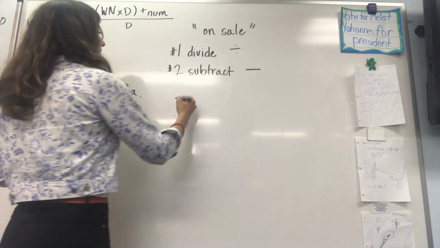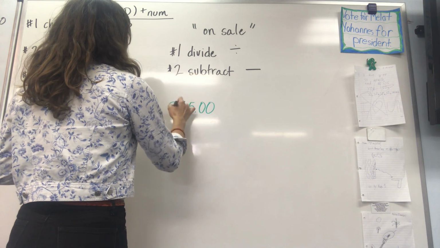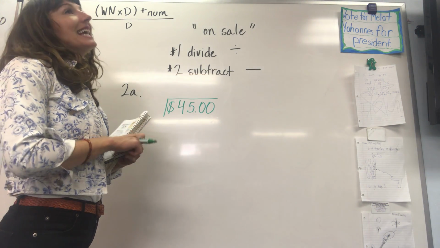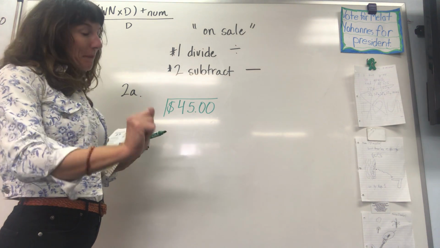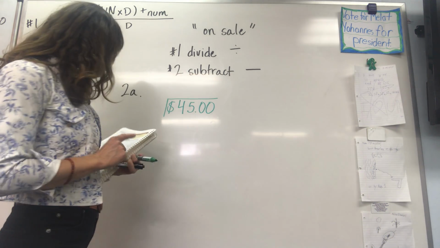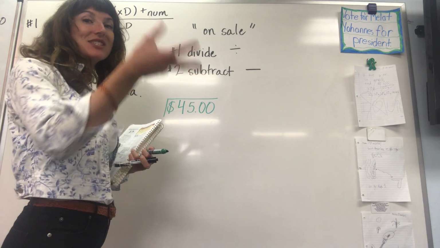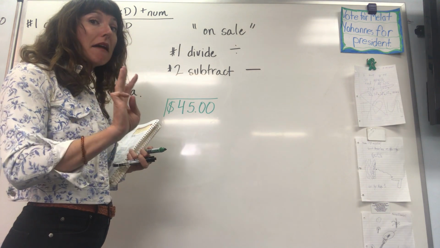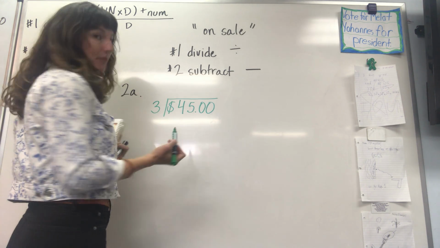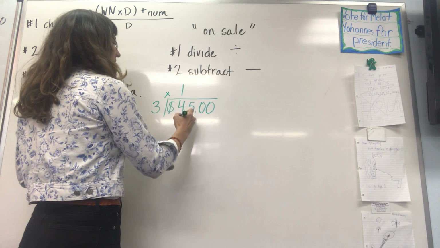So, you have the original price of $45. Make sure to put the decimal sign and the dollar sign in the equation so you remember that your final answer is in money, okay? They want to know what 1/3 off is. That means divide the price by 3, okay? 1/3, divide by 3. 3 into 4 is 1.